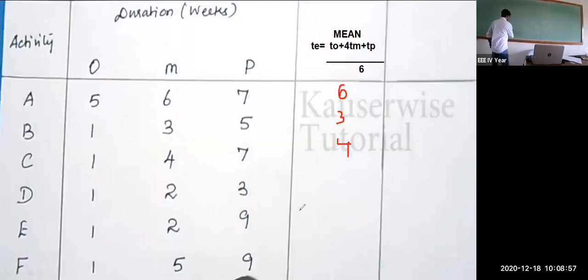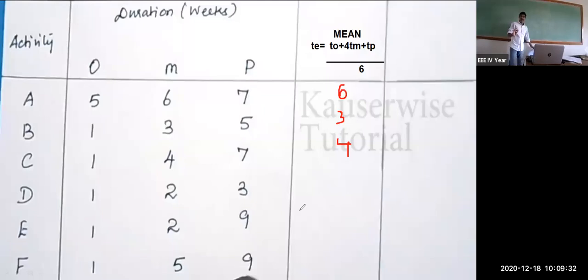So we have calculated the mean value, and after the mean value, what you need to do? You need to find out two important things. We call it EST. We need to find out EST. What does EST mean? Earliest start time. Isn't it? So friends, earliest start time you need to find out. And the second one, latest finish time.